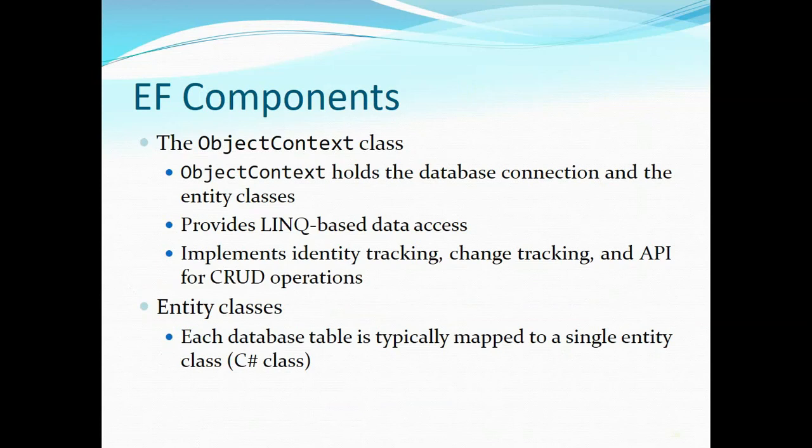The context is nothing but the one which holds the database connection and the entity classes. It's like the picture which you saw when you dragged and dropped a table, you got a class diagram, and that entire file, what you see with n number of tables, is called the context of your database. In other words, it holds the database connection as well as the entity classes. So I need not bother about the connection string, I need not bother about opening the connection, etc. And it provides LINQ-based data access. It implements identity tracking, change tracking, API for CRUD operations. Everything is there. I'll show you that. And each database table is typically mapped to a single entity class.